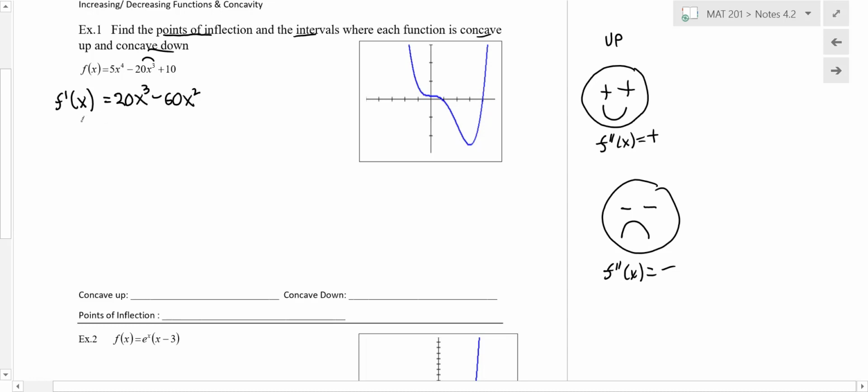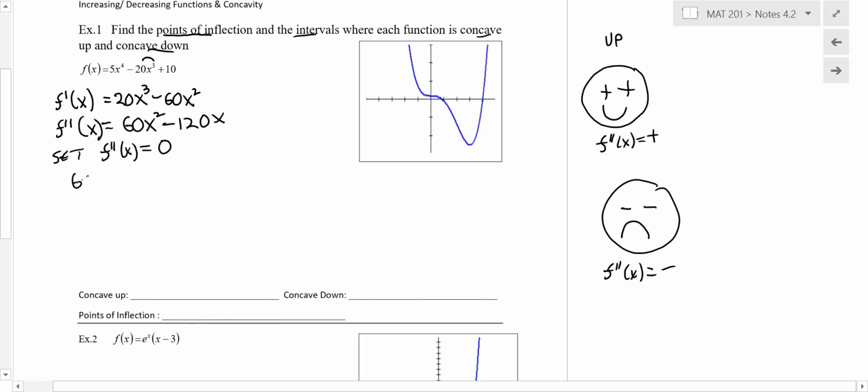Okay, then since we're analyzing concavity, what are we going to do? We're going to go to the second derivative. So you want to go ahead and do that. So what's that? 60x to the second minus 120x, okay? Easy derivatives make the problem easy, all right? So what we do now is we set that second derivative equal to 0 to analyze the concavity.